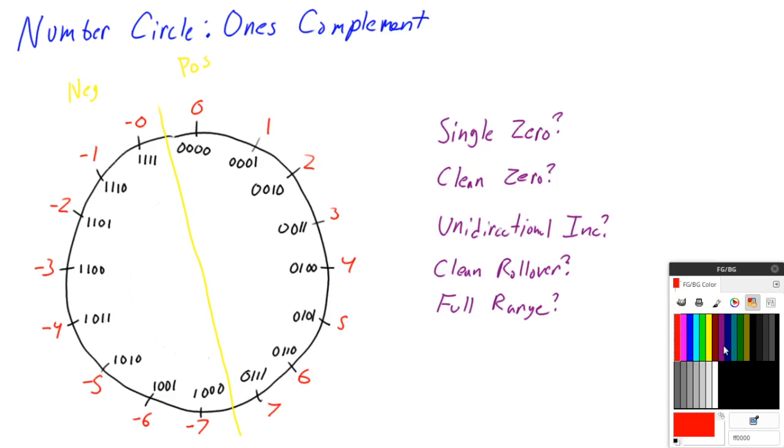So now let's look at our properties and see if we've got what we want. So the first thing is a single 0. Do we have a single 0? Well, no, we've got 2 here. We got 1 here and 1 there. So that's a no. Do we have a clean 0? I would say, we do have a clean 0, but we also have a very unclean 0. And if we have an unclean 0, then that means the whole thing, I would say, is no.